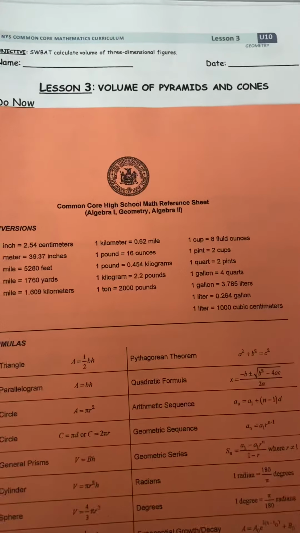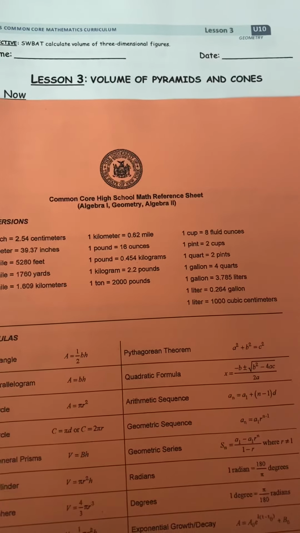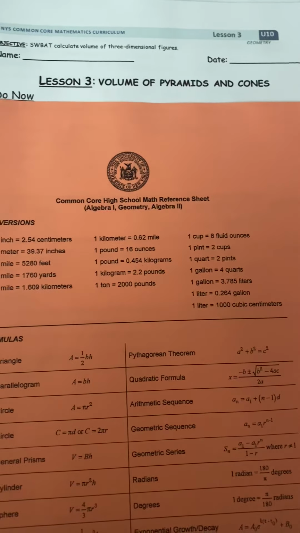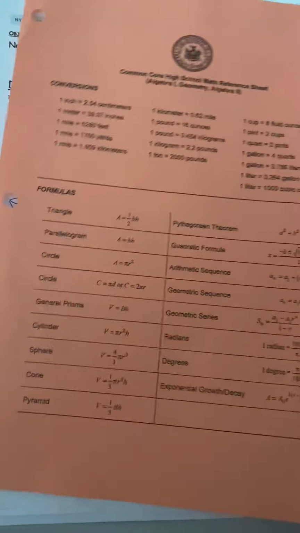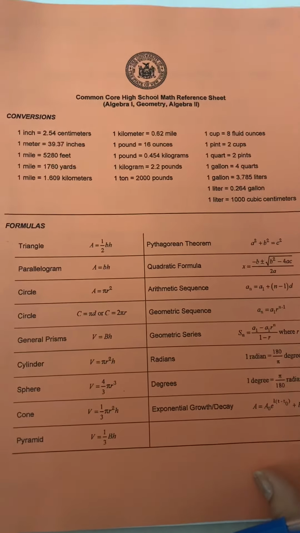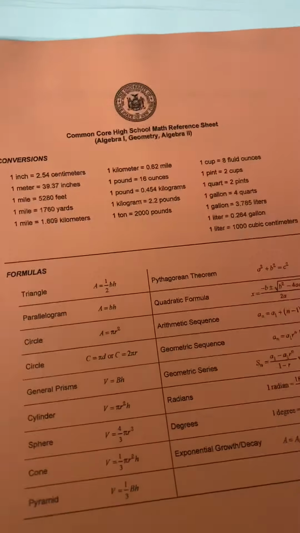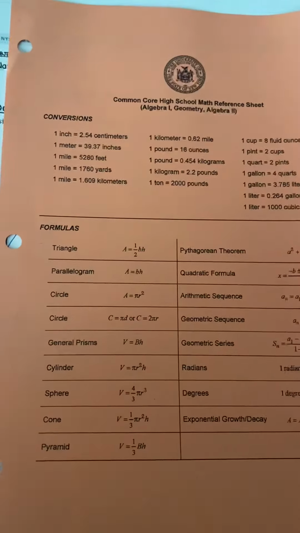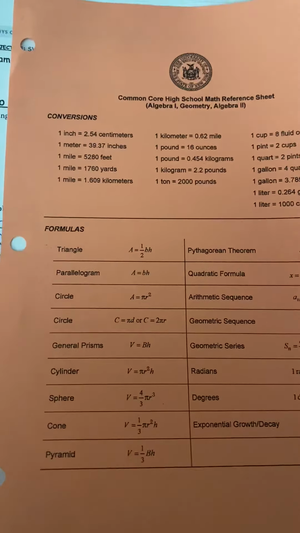Hello all, we are starting lesson 3, volume of pyramids and cones. Okay, the reference sheet. This is given to you when you take the Regents. It's at the back of the Regents. It was also given to you in class. It is also on the website. So if you don't have one, get one.